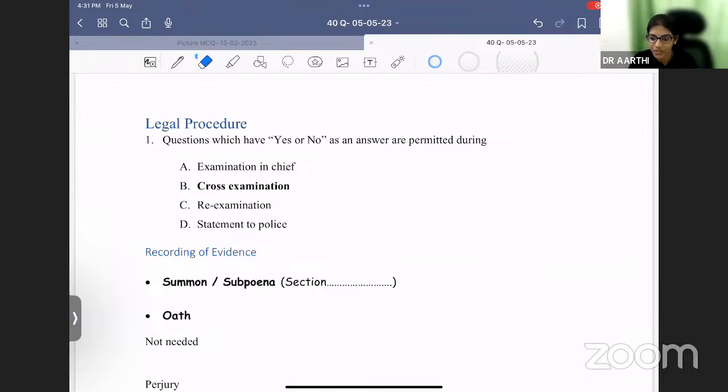Day after tomorrow, you're going to give your exams. Today, we are going to have a quick revision of forensic medicine. I'll be slightly faster, and if I'm very fast, then do put it in the chat message that I need to slow down. It's 4:32, so we can start the session now.